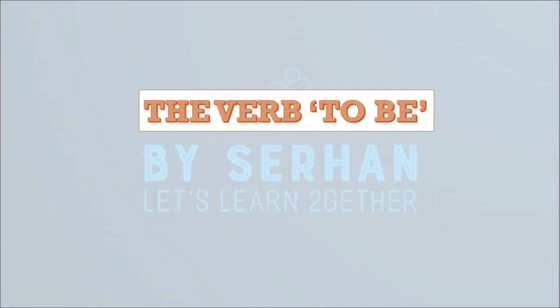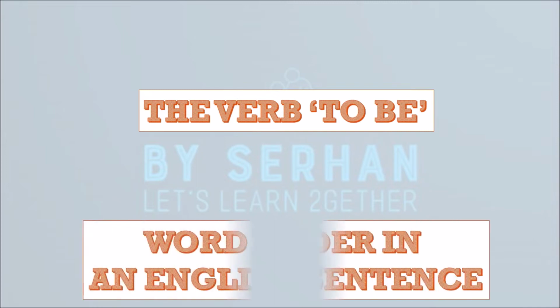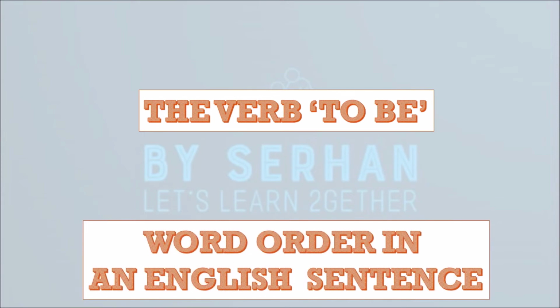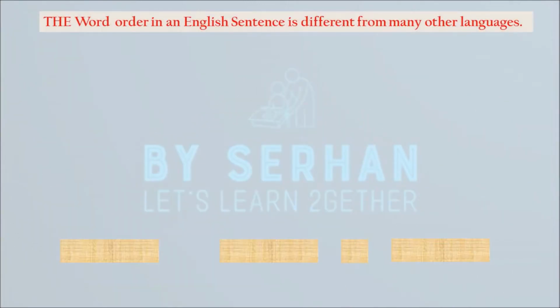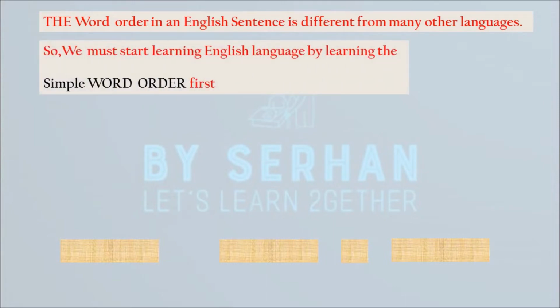I know we are all beginners, so I want to use very simple sentences to help you understand everything clearly. But before learning the verb to be, we must learn the word order in an English sentence, because the word order in an English sentence is different from many other languages. So we must start learning the English language by learning the simple word order first.